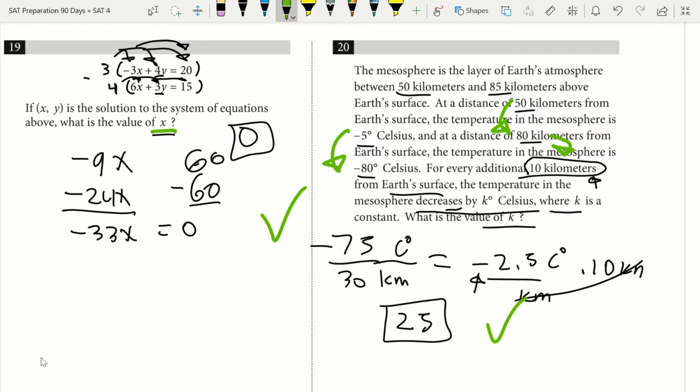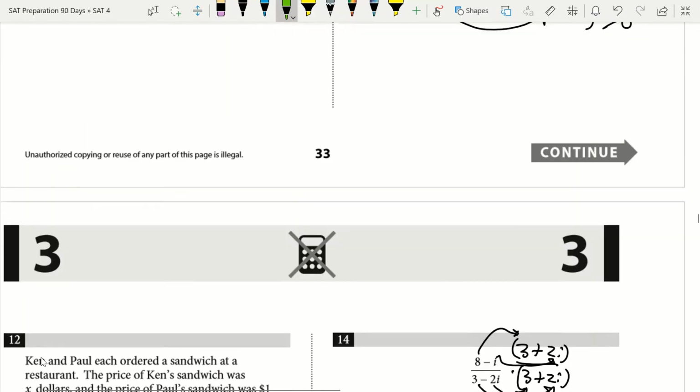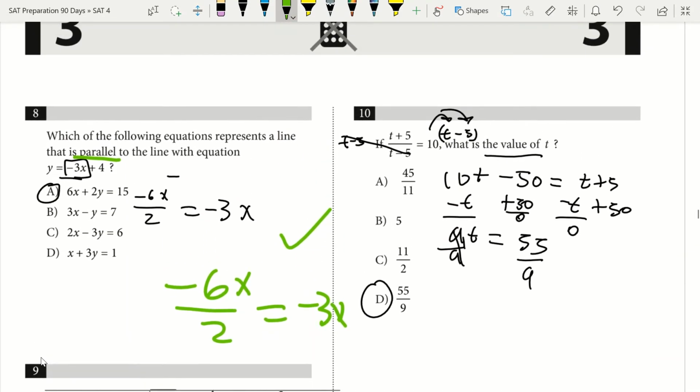So our answer there is going to be 25. That's correct as well. I can go back up now, check 10 through 15. Where's 10 at? Got 10 up here. Okay, multiplying each side by t minus 5. I do that. I've got 10t minus 50 equals t plus 5.